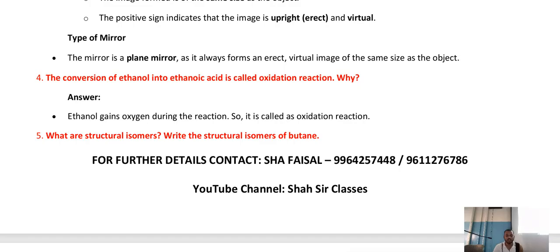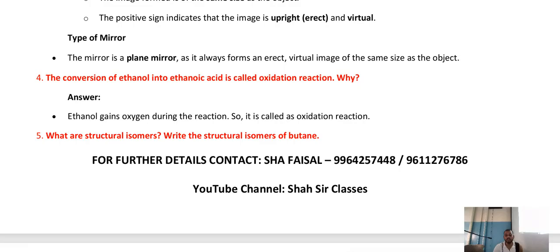The conversion of ethanol into ethanoic acid is called oxidation reaction. Children, about this topic I have already covered in my previous video. This is a question related to chemical properties of carbon compounds: substitution reaction, addition reaction, oxidation reaction. We have discussed the chemical properties, right? From that, they have taken one small question.